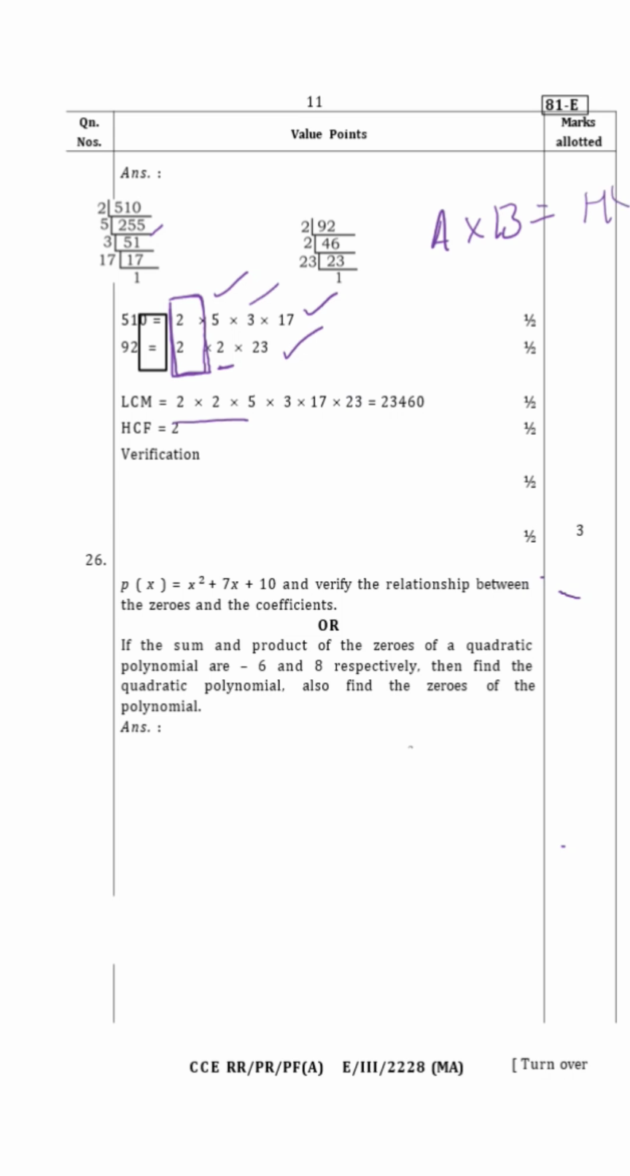Now let us verify, means here A into B is equal to H into L. So now A into B, 510 into 92, what is it? 46,920. HCF is 2, 2 into 23,460, you will get 46,920. So it is verified. A into B is equal to L into H or H into L.